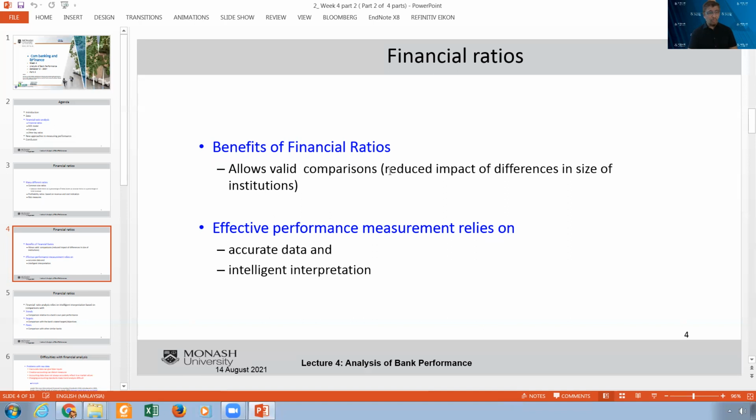Size is actually reduced or omitted in this ratio process. So this is one of the most important things about ratios. Of course, they have other weaknesses, and we will talk about them. But it's not like when we look at the ratio, for example, if we calculate the return on equity for any bank here, and we calculate the return on equity of another bank, it's the end of the story. No, we still have to have some type of intelligent interpretation.